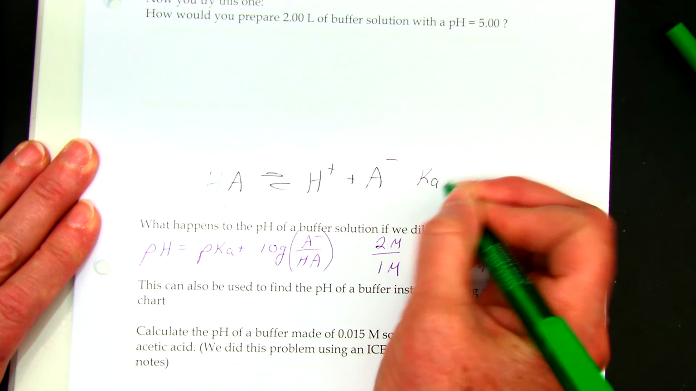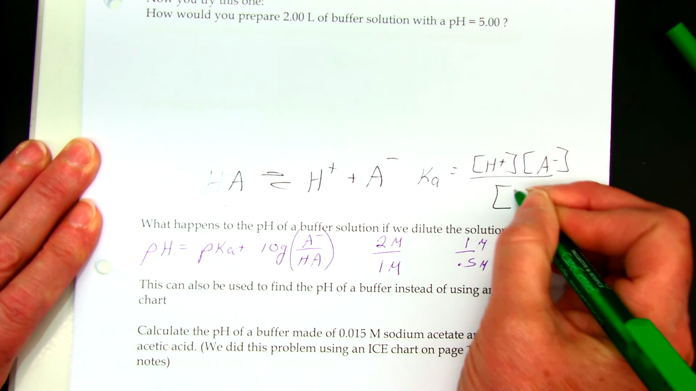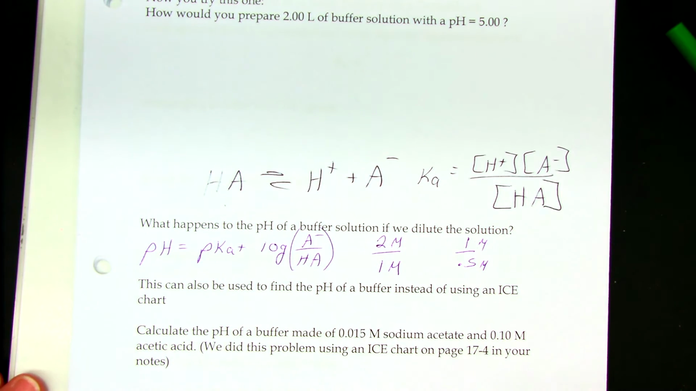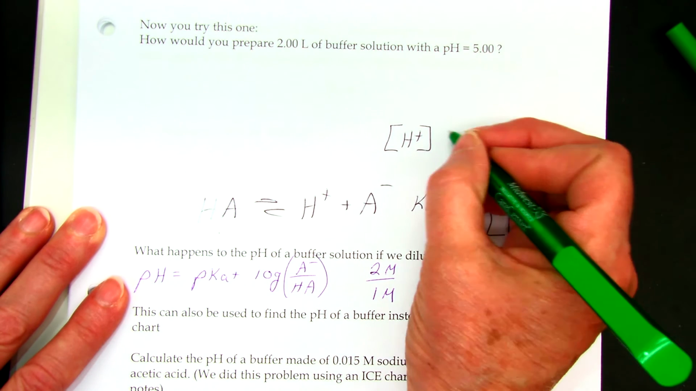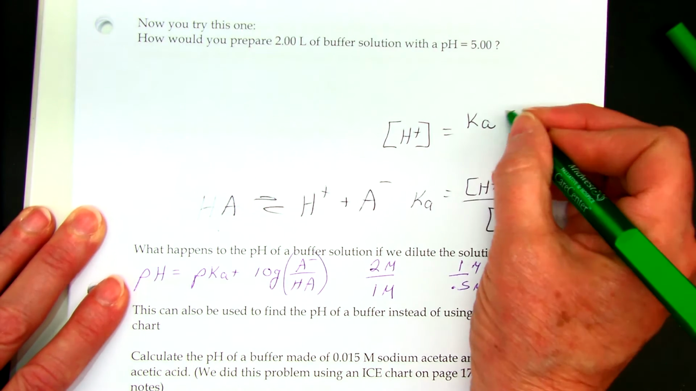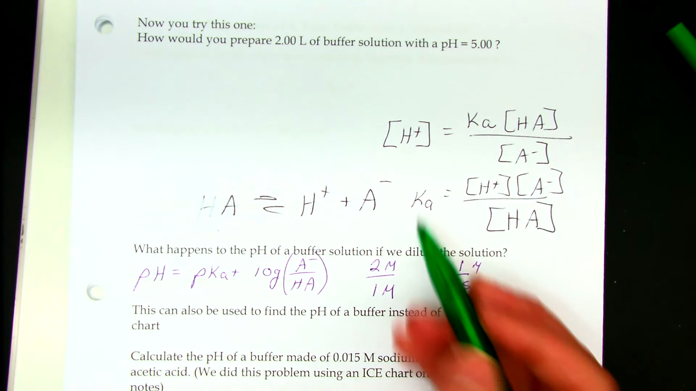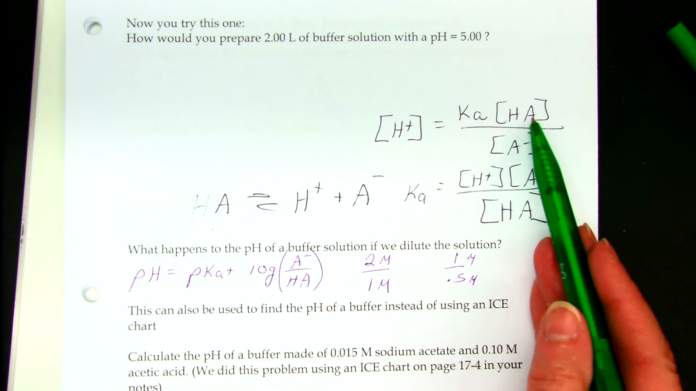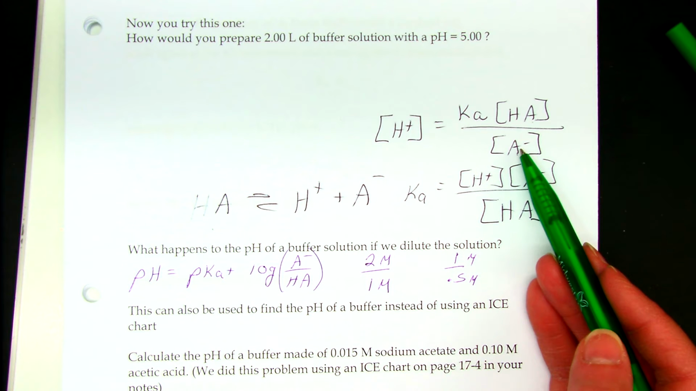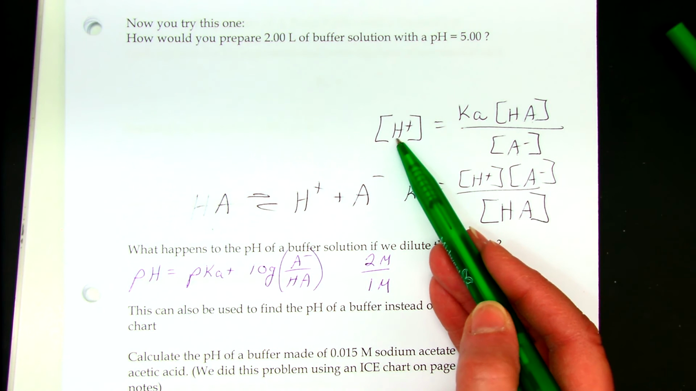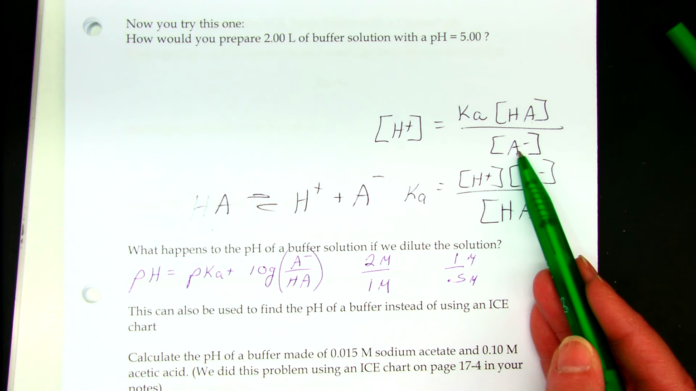So we have Ka equal to H plus times A minus divided by HA. And we can rearrange this to say that the hydrogen ion concentration is equal to Ka times HA divided by A minus. So even here, the hydrogen concentration is dependent on what the A minus and the HA are. So if the A minus changes, the H plus is going to change. And in a buffer, we have put some A minus in there from another source.